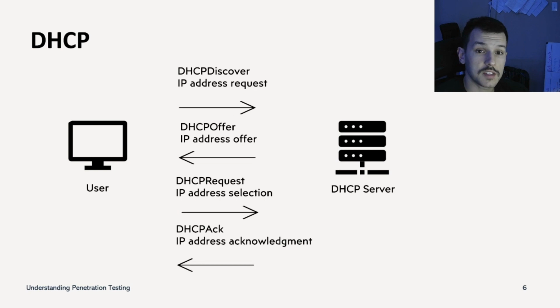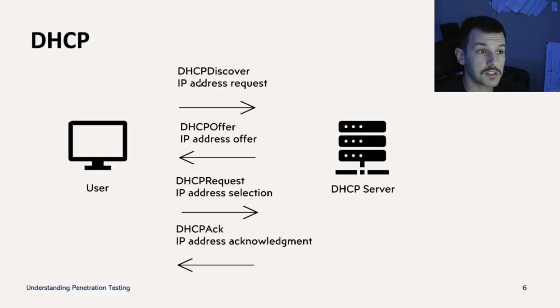Now on to DHCP. So DHCP simplifies network management by automatically assigning IP addresses to devices as they join the network. This dynamic allocation means administrators don't need to manually assign static IP addresses to each device. This is an example of how DHCP works.